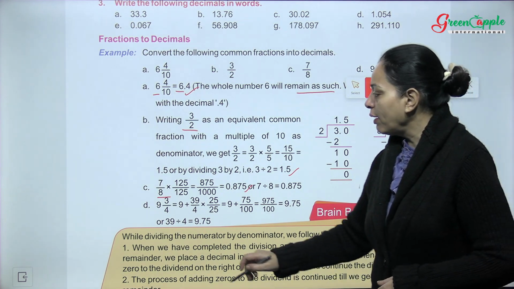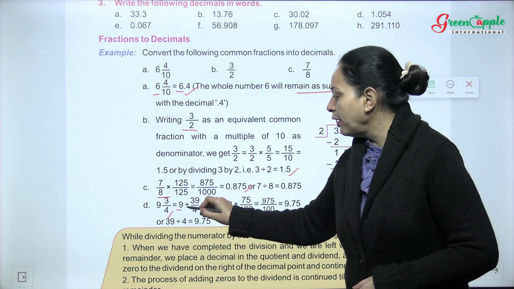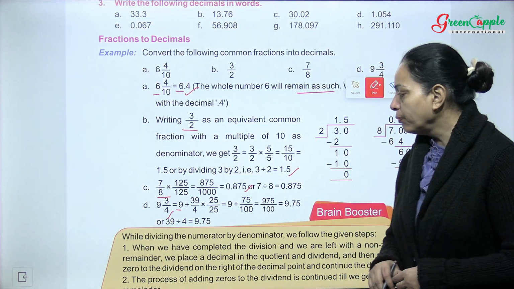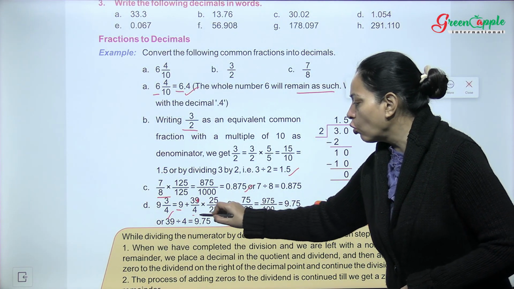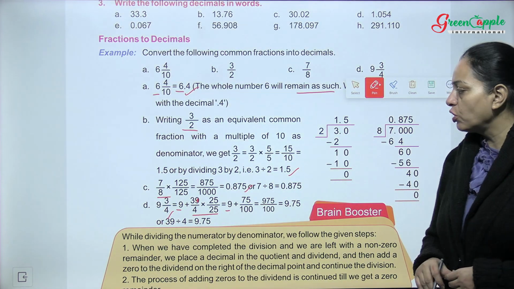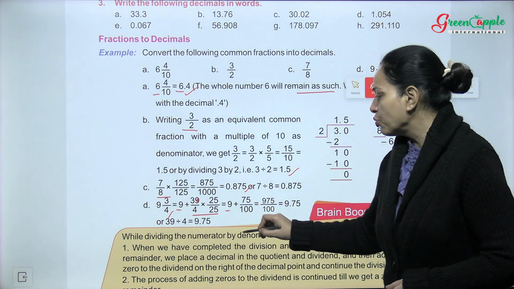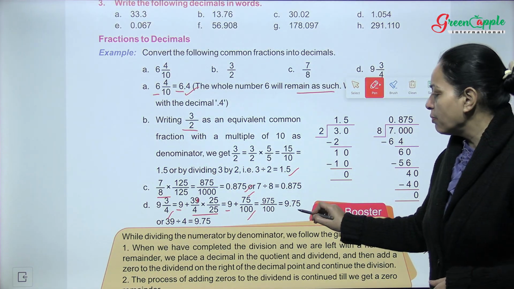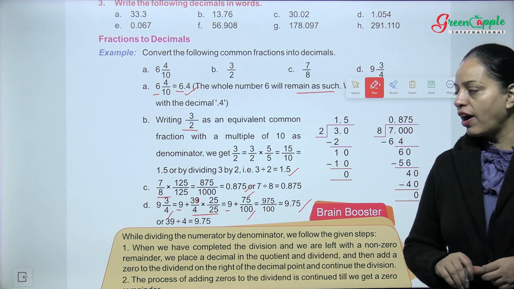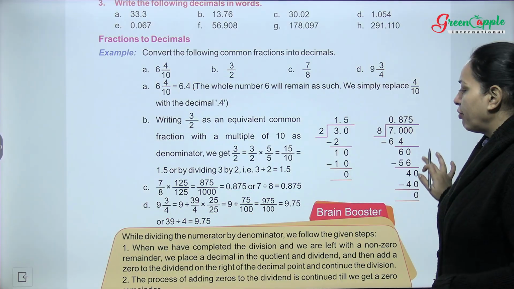Now 9 whole 3 by 4. So what can we do? 9 plus 3 by 4. So 9 plus 3 by 4. So 3 into 4, we will change into 100, 4 into 25. So 3 into 25. So 9 plus 75 by 100. So this becomes 9.75. So see, very simple and interesting.